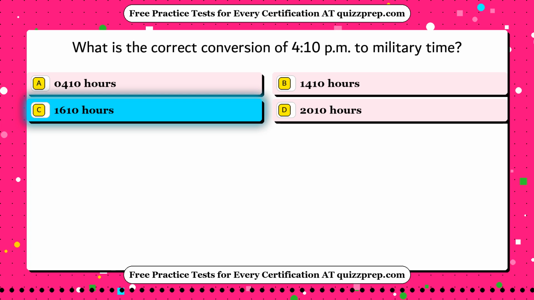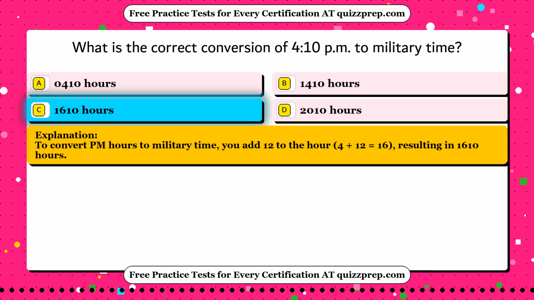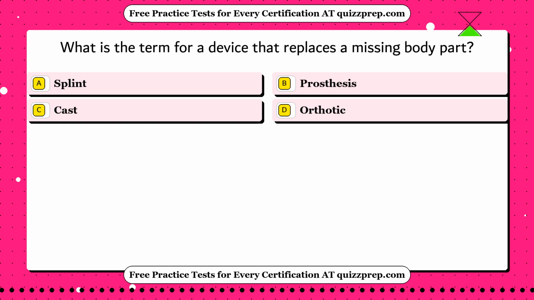The correct answer is option C, 1610 hours. To convert PM hours to military time, you add 12 to the hour: 4 plus 12 equals 16, resulting in 1610 hours. Question 66. What is the term for a device that replaces a missing body part?